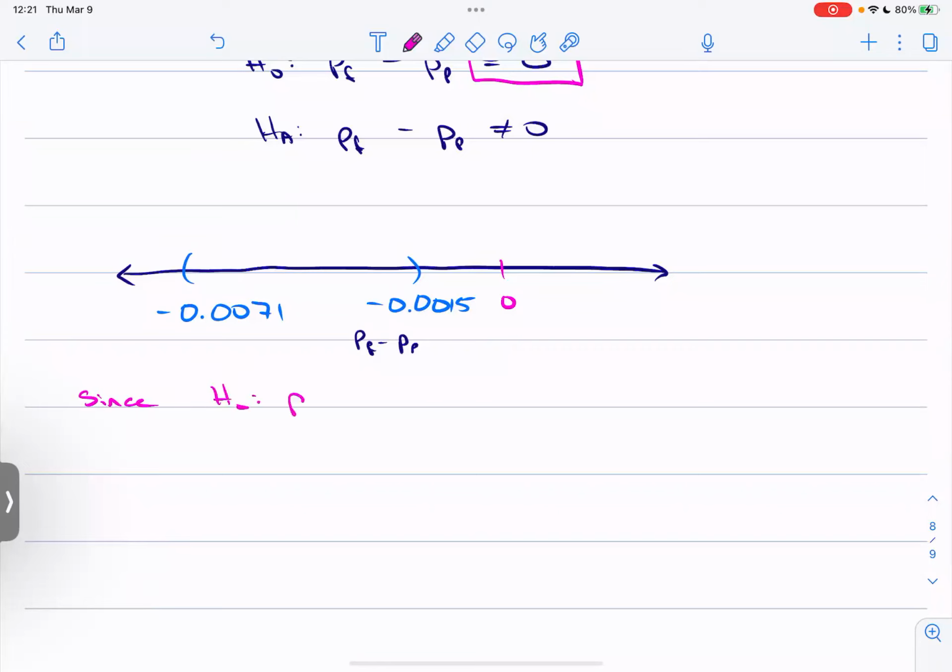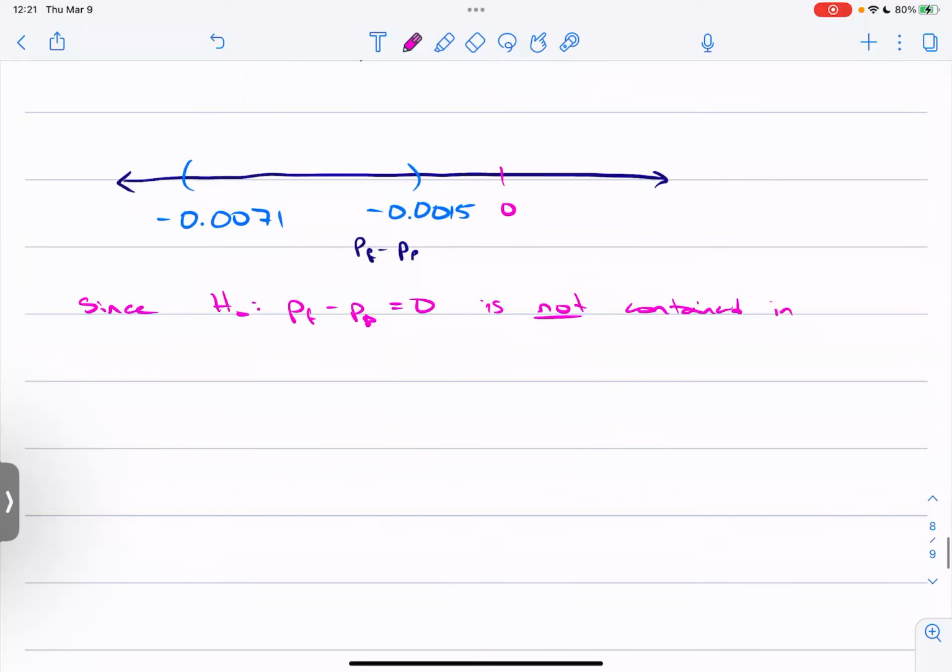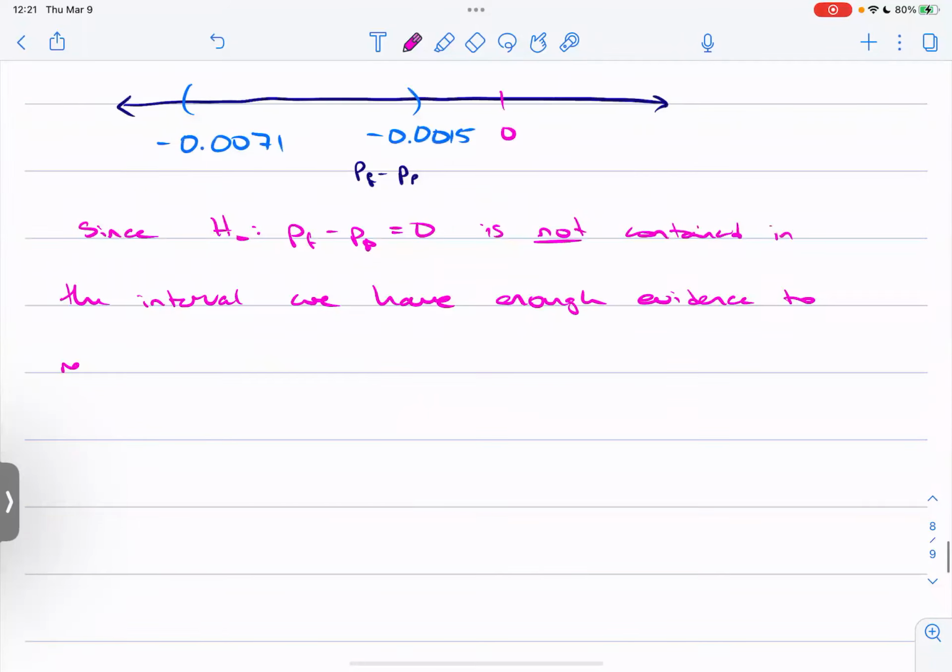Since H naught, that P difference equal to 0, is not contained in the interval, we have enough evidence to reject H naught in favor of HA.